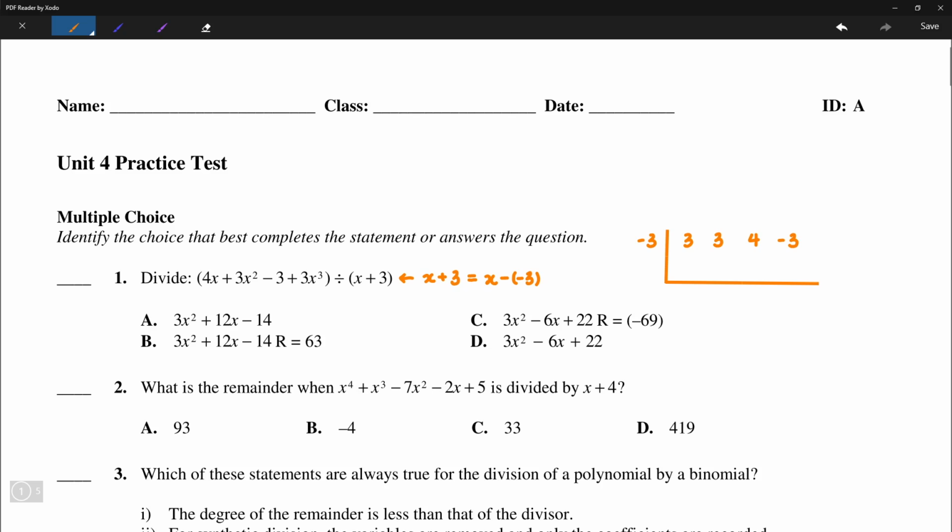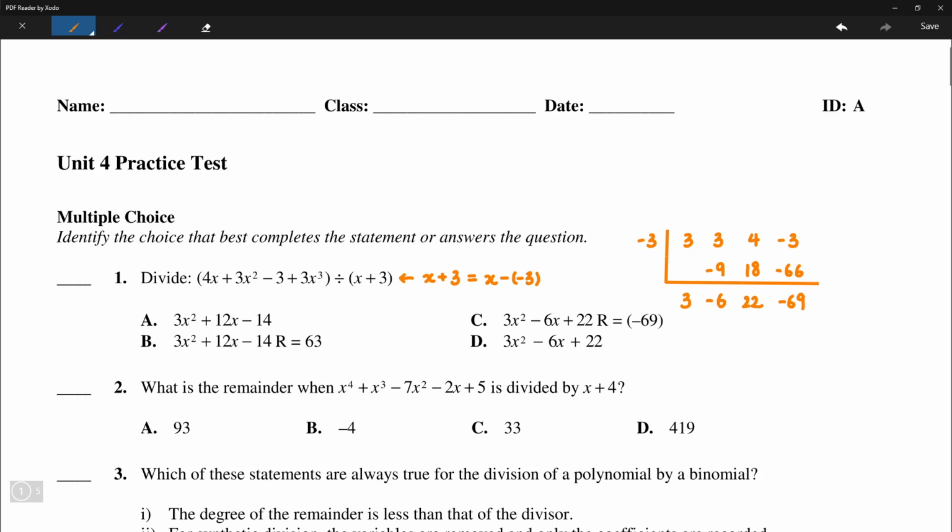Okay, so the first 3 gets carried down. And then we have negative 3 times 3, which is negative 9. Then we take the sum of 3 plus negative 9, which is negative 6. Then the product of negative 3 times negative 6 is, of course, 18. 4 plus 18 is 22. And again, the product, negative 3 times 22, is negative 66. So this last number will be the sum, negative 69.